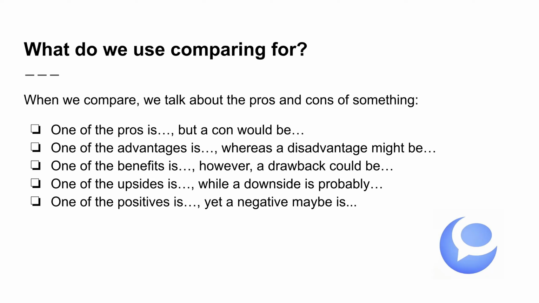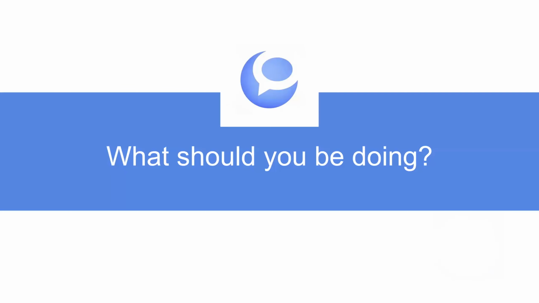One of the benefits is, however, a drawback could be. One of the upsides is, while a downside is probably. One of the positives is, yet a negative might be. So we need to use connectors for contrast like but, whereas, however, while, or yet in order to compare the advantages and the disadvantages. So what should we be doing?